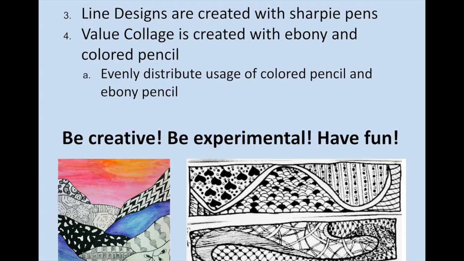I didn't want to have you guys just do a totally black and white piece of work if that's not your style, so I am giving you guys the option to do colored pencil. However, I want you to evenly distribute the usage of the colored pencils and ebony. So if you're doing 5 shapes of the value collage, then maybe 3 shapes colored pencils, 2 shapes ebony pencil would be an option. Be creative, be experimental, and definitely have fun. There's no wrong way of doing this. As long as you're putting in effort and you're trying to be creative, that's all I'm asking for.